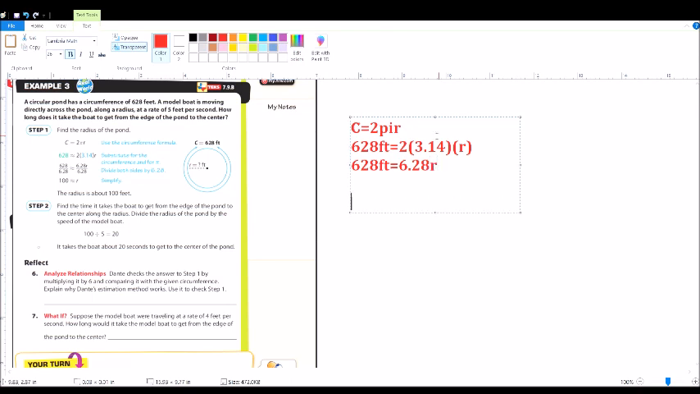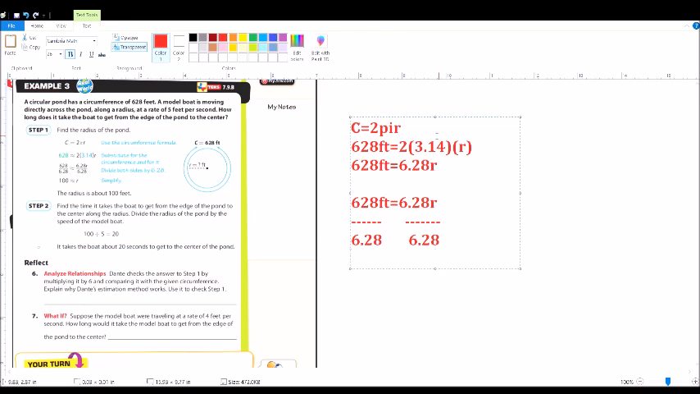Now we're going to divide that. I'm going to write it out like this: 628 feet equals 6.28 r. Go down a line, draw the division line. This would be a whole lot easier if I was free writing this, and we divide both of that by 6.28, which has no units, because it is a constant.